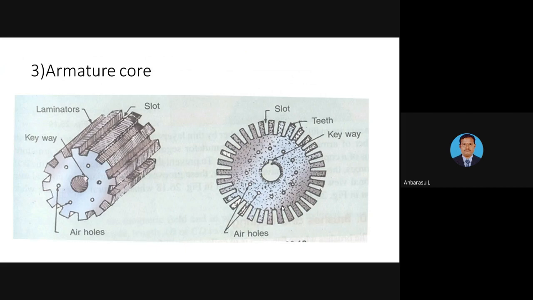Here the armature is the rotating part of the machine. On the outside periphery, slots are provided. They are used to insert the armature winding, either lap winding or wave winding. Air holes are used to distribute the heat produced inside the machine. This is one stamping of the armature. Slot teeth. This is a keyway, used to fit the shaft, the MS shaft.